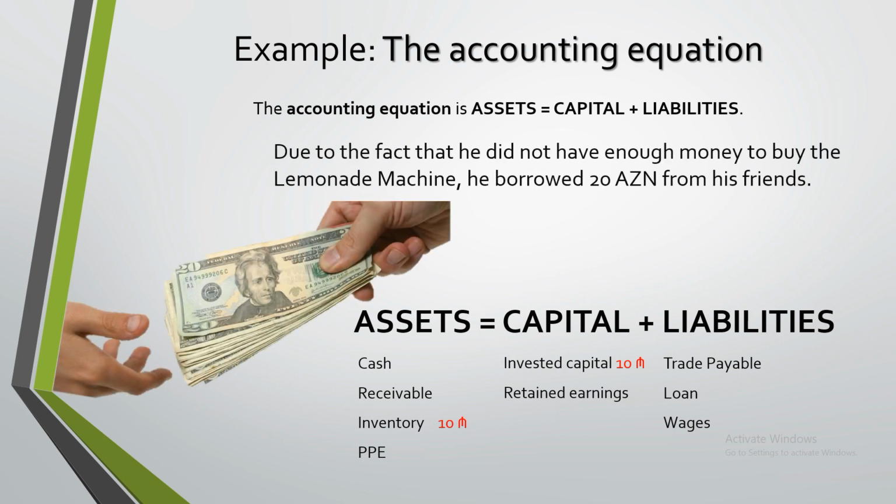Due to the fact that he did not have enough money to buy the lemonade machine, he borrowed 20 ATM from a friend. The transaction will be: debit cash 20 ATM and credit loan 20 ATM. The accounting equation will be 30 equals 30. It means we have 10 ATM worth of inventory and 20 ATM cash on our hands. The source of these assets is our capital and the loan taken, 20 ATM.